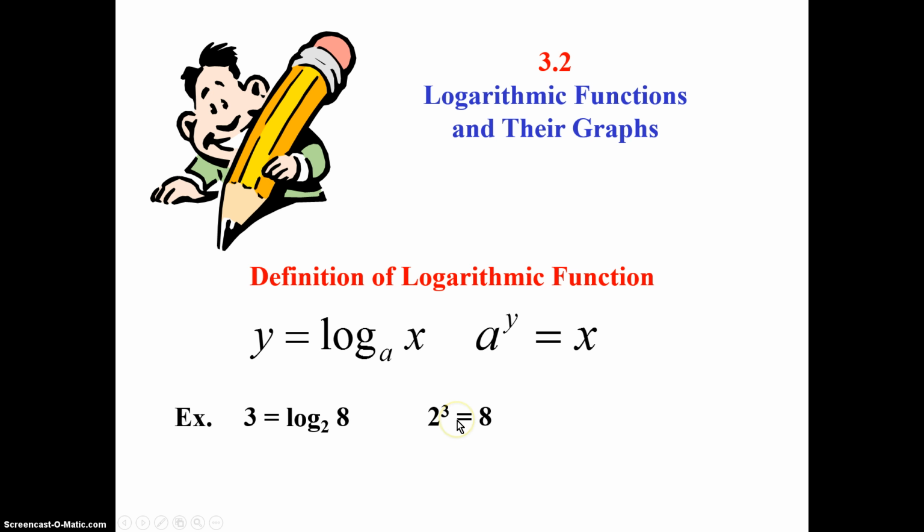And you know you are correct because this makes a true statement. 2 cubed is indeed 8. If it did not make a true statement, then most likely that means that you probably did not rewrite this in the appropriate way. So we have 2 cubed equals 8 as an exponential function. Alright, let's continue with this one.